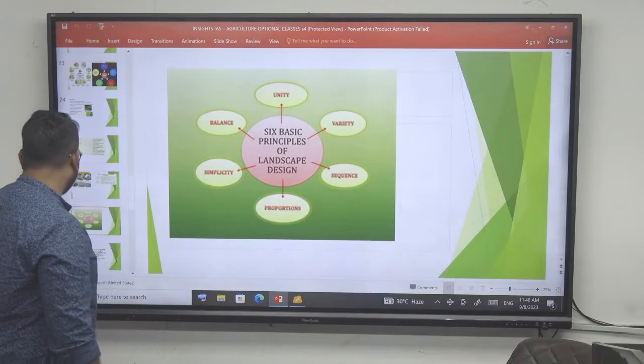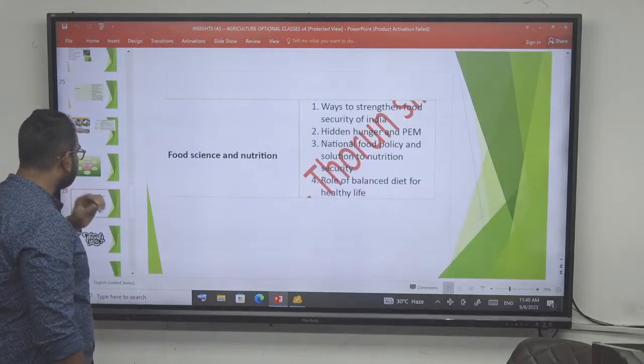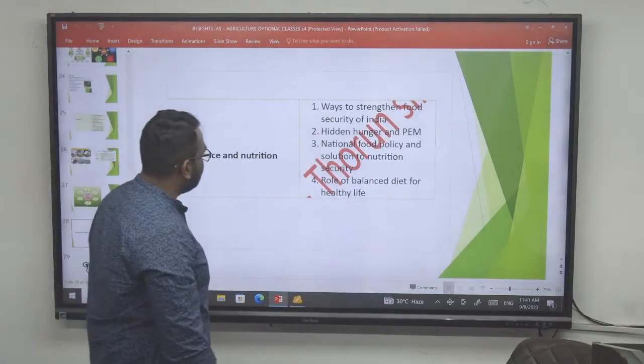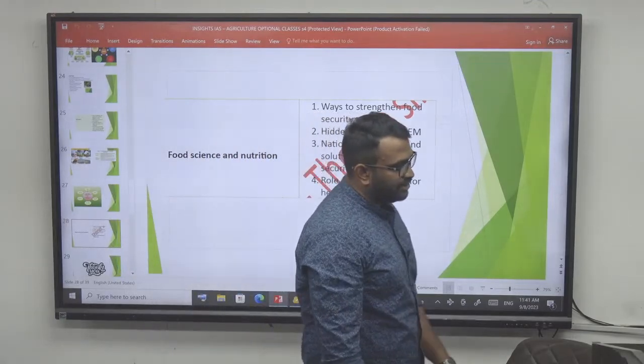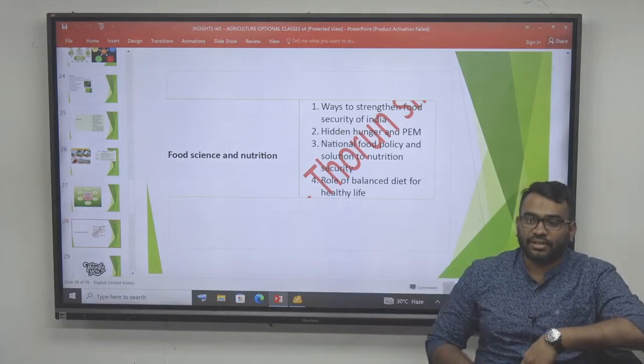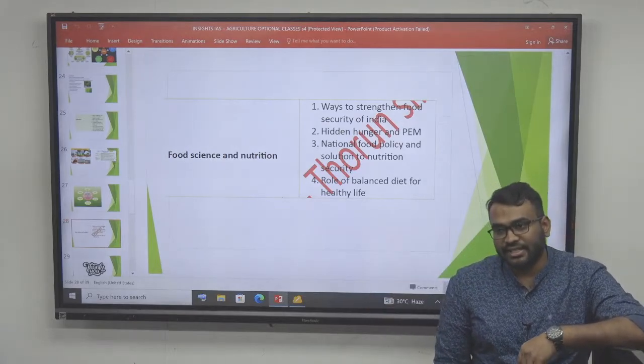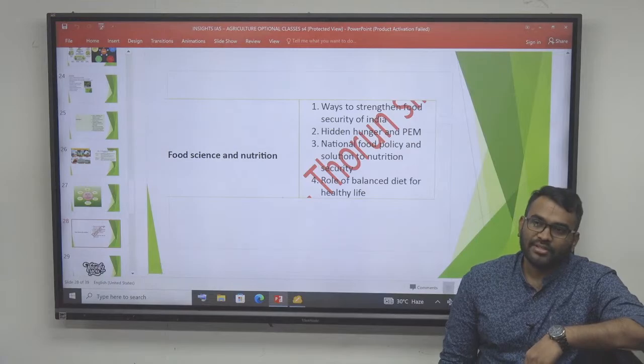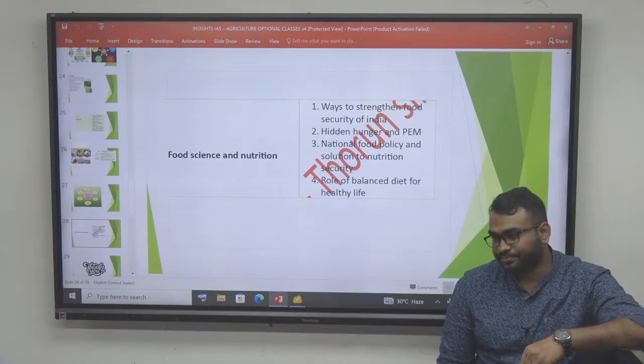And the last important subject in our syllabus is food science and nutrition. In this food science and nutrition, see, it is actually one of the easiest subjects to score, because the syllabus given here is almost the same as the GS3 portion which we have.